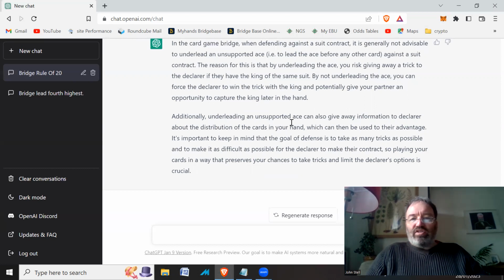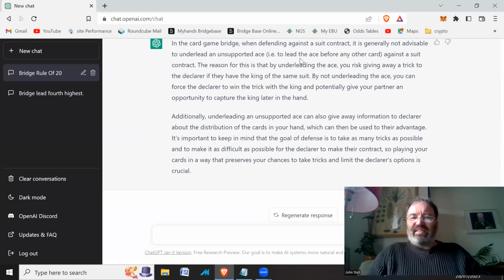Additionally, underleading an unsupported ace can also give away information to the declarer about the distribution of the cards in your hand, which can then be used to their advantage. It's important to keep in mind that the goal of defense is to take as many tricks as possible and to make it as difficult as possible for the declarer to make their contract. So playing your cards in a way that preserves your chance to take tricks and limit the declarer's options is crucial.